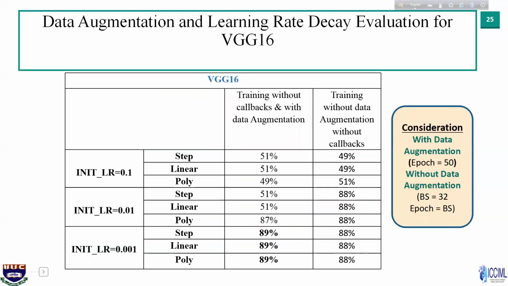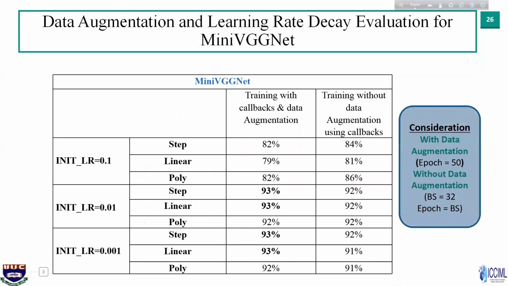There is data augmentation and learning rate decay evaluation for VGG16, where we can see that VGG16 gives 89% accuracy. And for MiniViTNet, we see that it gives 93% accuracy in both initial learning rates, that is 0.01 and 0.001, where for data augmentation we consider epoch size 50, and without data augmentation we consider epoch size equal to batch size, that means 32.